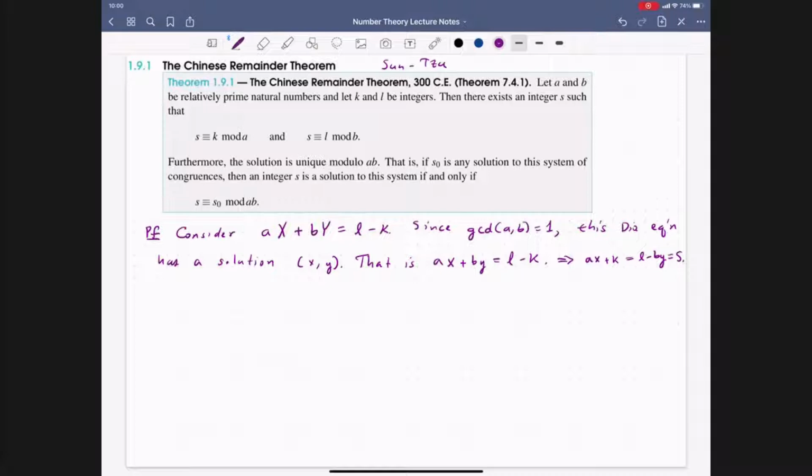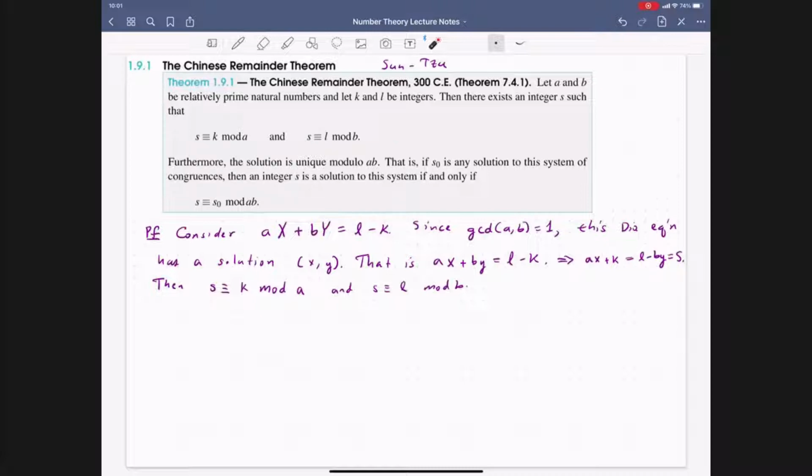And so we have this. Now, if we reduce the quantities modulo a and b, what do we get? So we know that these are equalities. If we reduce this one over here mod a, we get that s is congruent to k mod a. If we look at this equation here and reduce it by b, we get l. And so we are now done with the first part of this Chinese remainder theorem. We have shown that there is an integer s, namely this integer here that these are both equal to, and we have these congruences.